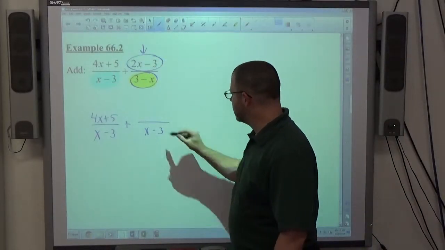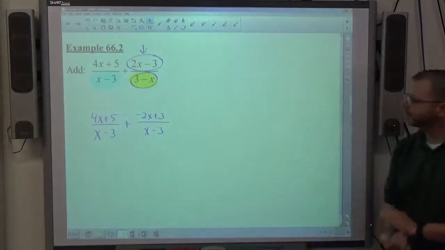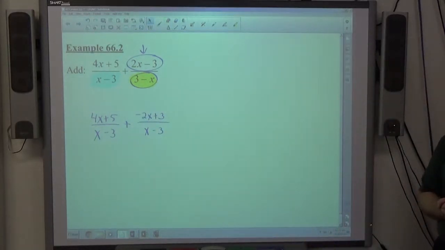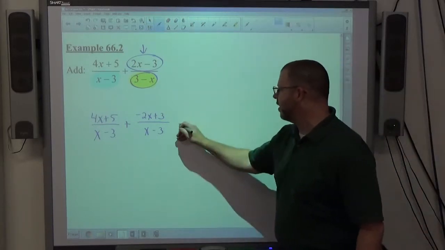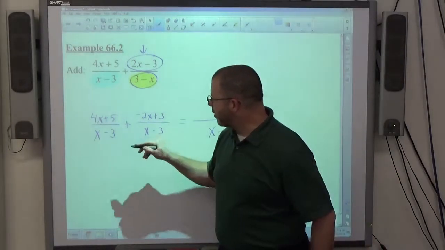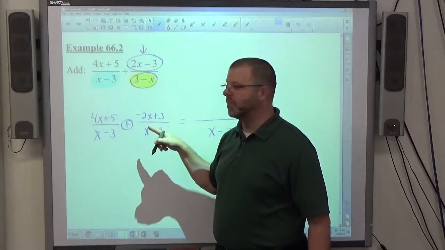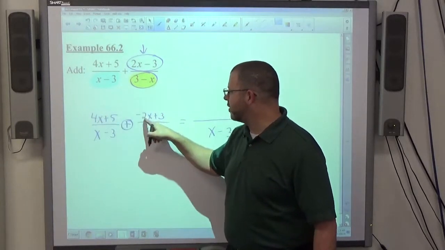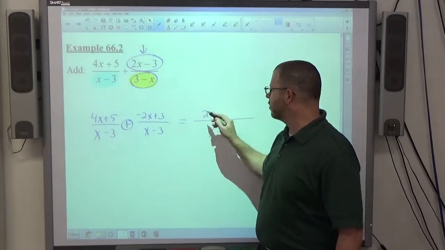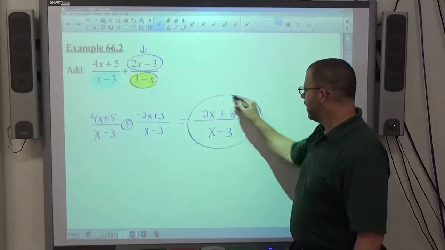Oh, that's not good. 2x plus 3. All right. Once I get the common denominator, now it's just a matter of adding the fractions by adding the numerators to the extent I possibly can. Put it over a common denominator of x minus 3. And as far as adding the numerator is concerned, if this is a plus sign, it's simple addition or subtraction based on signs. 4x plus negative 2x is going to be positive 2x. 5 plus 3 is going to be positive 8. There's your final answer.